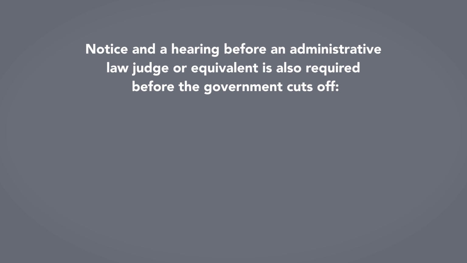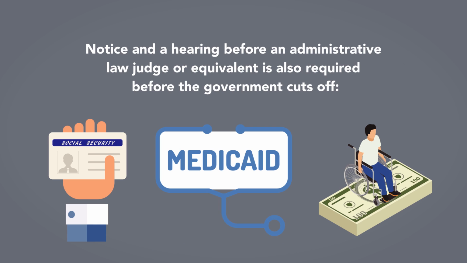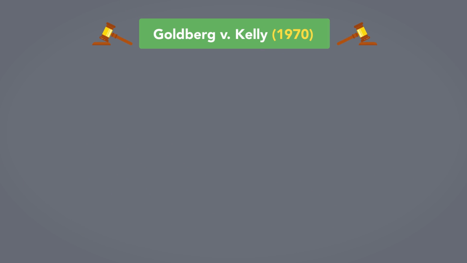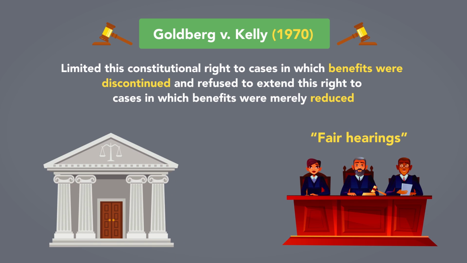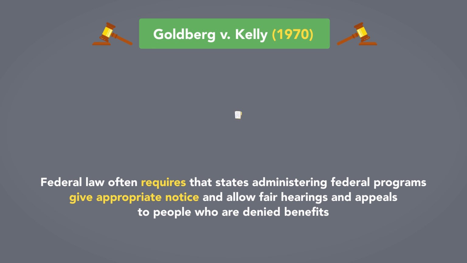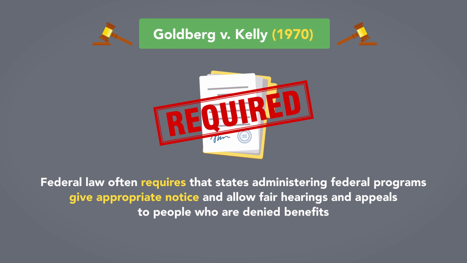Notice and hearing before an administrative law judge or equivalent is also required before the government cuts off someone's Social Security, Medicaid, welfare, disability, or similar benefits. While the Supreme Court's seminal decision in Goldberg v. Kelly limited this constitutional right to cases in which benefits were discontinued, and even refused to extend this right to cases in which benefits were merely reduced, as a practical matter, many federal and state agencies provide for fair hearings to appeal initial denials of benefits. In fact, federal law often requires that states administering federal programs give appropriate notice and allow fair hearings and appeals to people who are denied benefits.